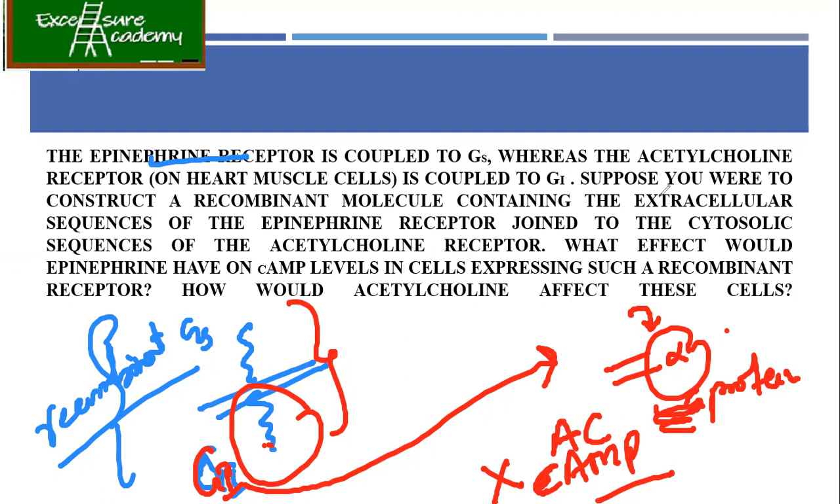So next question is, how would acetylcholine affect these cells? Again simple, externally this is acting as an epinephrine receptor, so do you think acetylcholine is going to bind? Again no. So what is the answer, there will be no effect because it will not bind to this recombinant receptor because externally it is acting as an epinephrine receptor, okay, and that's why it will not have any effect on these cells if suppose there was acetylcholine.